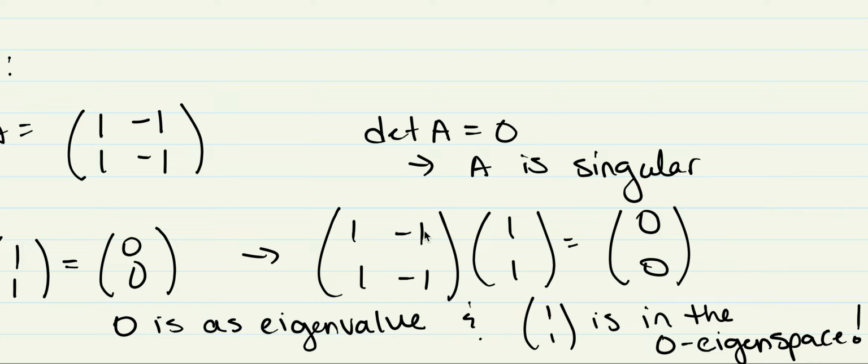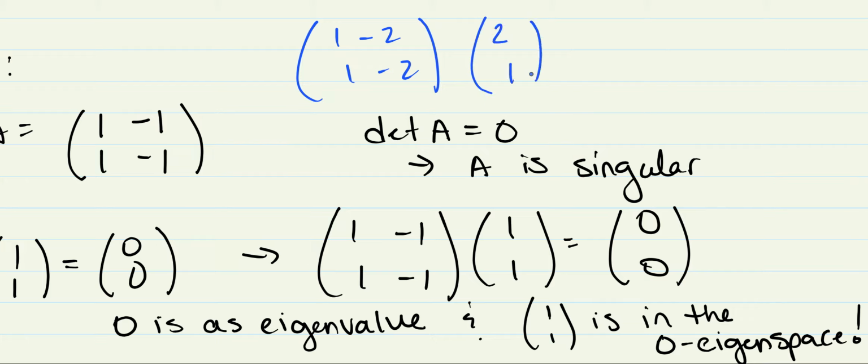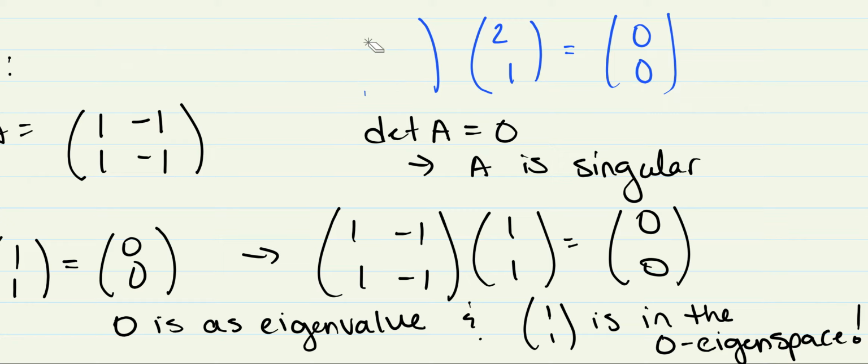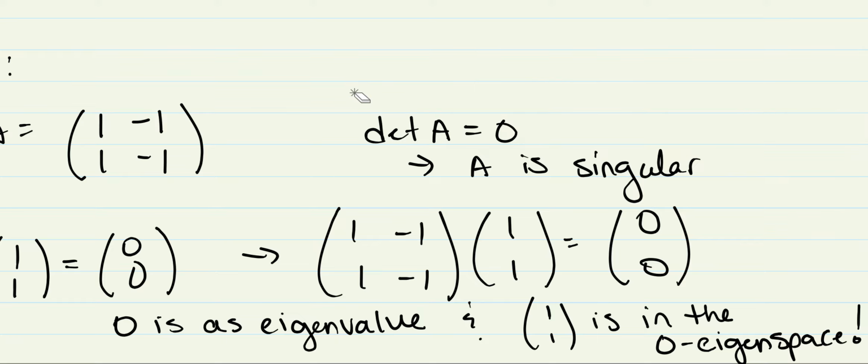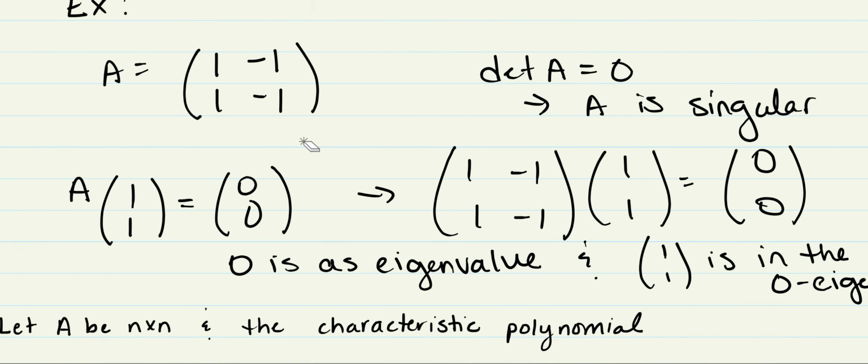You could also do something like 1, negative 2, 1, negative 2, and if you just put the same entry here, so like a 2 and a 1, then you get 2 minus 2, and this would also be 0. So this matrix, which is also singular, has the eigenvalue 0, and here's a vector in the 0 eigenspace. I think that's pretty neat. So let's move on.